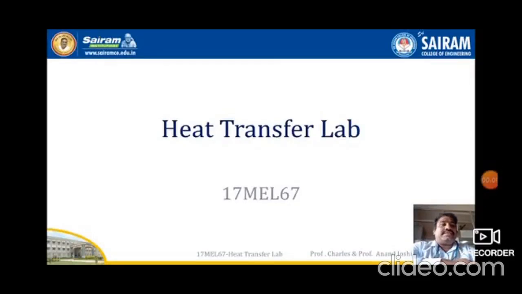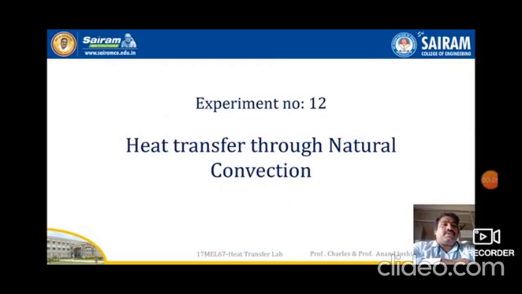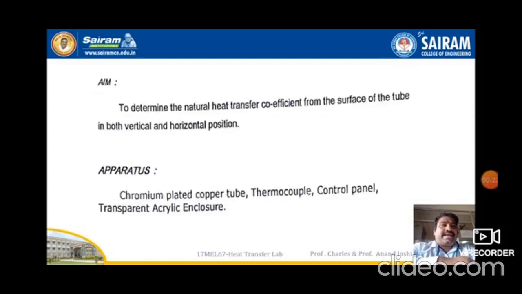Today we are going to discuss experiment number 12, that is heat transfer through natural convection. We already discussed the previous experiment, that is forced convection. What are natural and forced convection? So directly we are going to the conducting experiment.